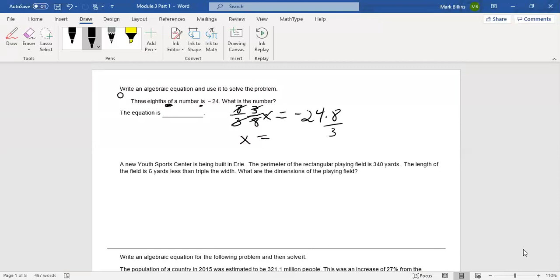Now, on the right-hand side, what I do is make -24 a fraction, and I reduce. So I'm reducing: 3 goes into 3 one time, and into -24, -8 times. So now to get my final answer, I multiply straight across. So -8 times 8 is -64, and 1 times 1 is 1. So -64 over 1 is simply -64. So the number is -64.